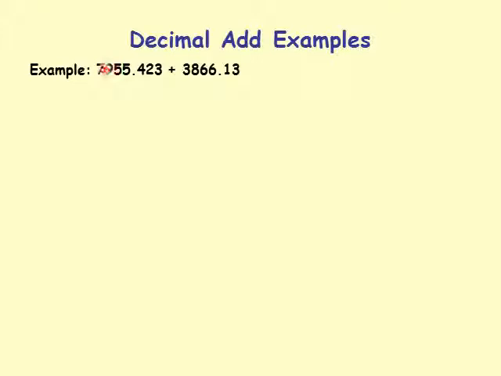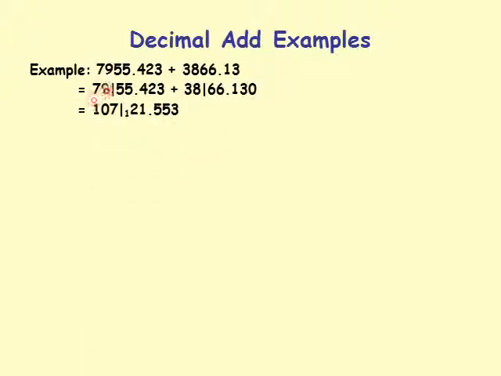Let's look at another example: 7955 decimal 423 plus 3866 decimal 13. The flag value of the second operand is -2 and the flag value of the first operand is -3. So flags do not match. We have to make them match, and what we do is add a 0 to the right. This new number is equivalent to the initial number, but this one has a flag value of -3. The first number also has a flag value of -3. Now we can add.